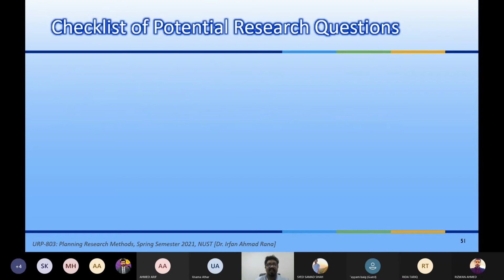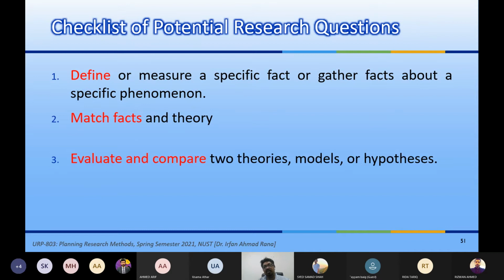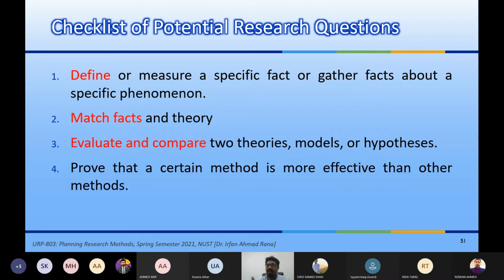So here is a checklist. This is not a set of hard and fast rules that you need to follow; it is just a basic checklist for a research question. Does it define or measure, gather facts about a specific phenomenon? Does it match facts and theory? You need to have a good research problem statement, and all of that will be covered in your research questions. Now, is it evaluating or comparing anything? Based on that research question, we might give an objective that we need to prove for that question.